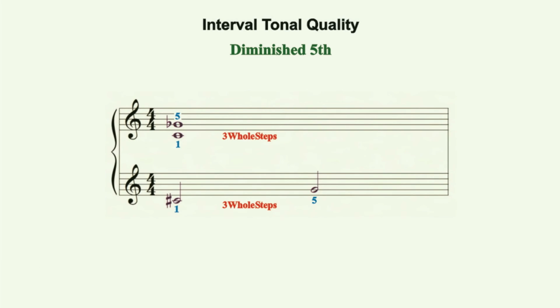As shown here, we can decrease the pitch distance of the perfect fifth 1/2 step by lowering the G natural to a G flat, as in the upper illustration, or by raising the C natural to a C sharp, as in the lower illustration. When we decrease the pitch distance of any perfect interval by 1/2 step, it becomes a diminished interval. In this case, a diminished fifth.